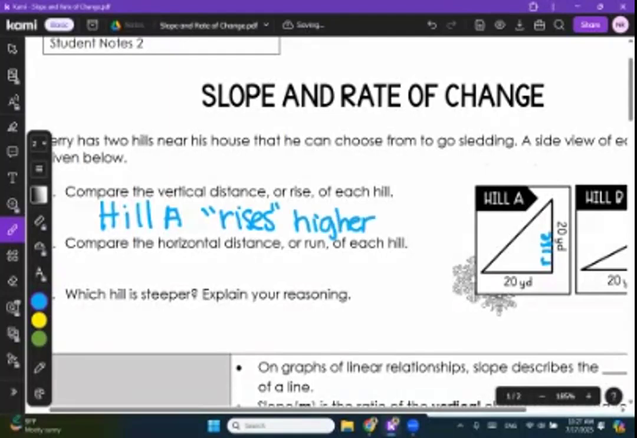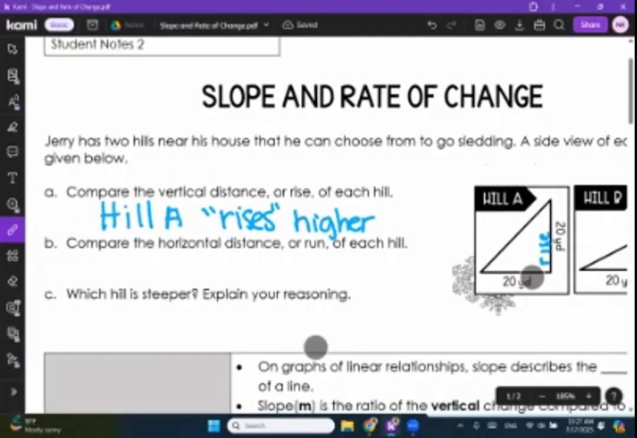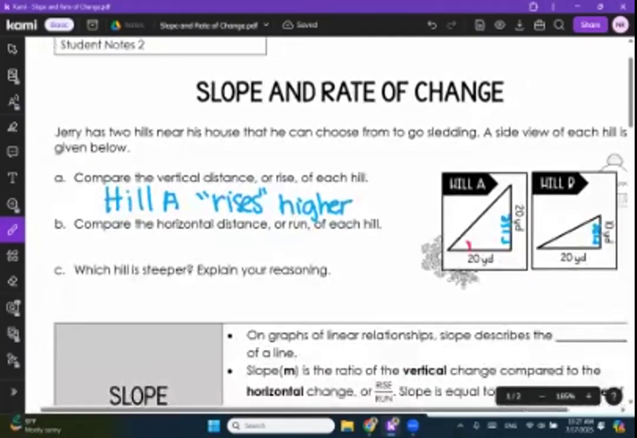Now compare the horizontal distance or the run of each hill. Well, if we look at the run for both hills, it seems like we are going to be running the same distance. We're going to be running 20 yards on both hills.